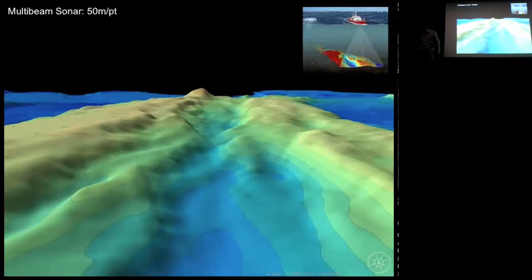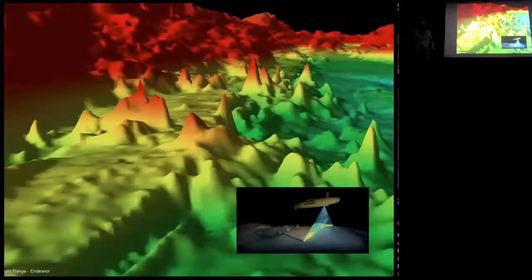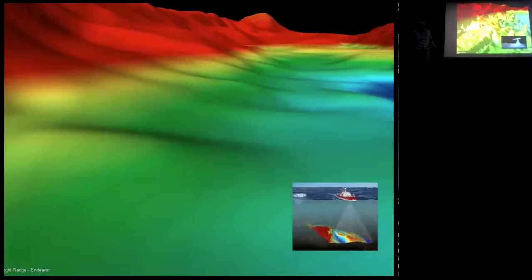This is what it looks like if an AUV had flown over it, maybe between 50 and 100 meters above the seafloor, and mapped it. And we get 1 meter resolution. So 50 meter to 1 meter, you can see how much more information. Here's another example. We're now right in that valley, and this is 50 meter resolution again. And that's what it looks like at 1 meter resolution. 50 meters, 1 meter. All of these structures you see here are hydrothermal vents.